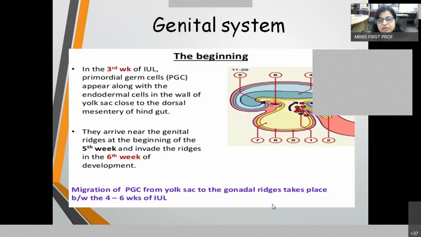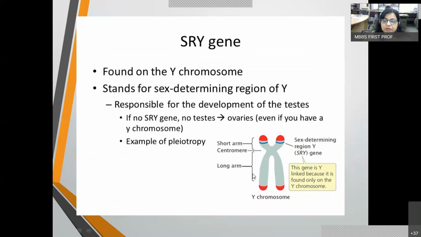Now this genital system develops because of the presence of the SRY gene on the Y chromosome. So this SRY gene, either its presence or its absence, is responsible for the development of male or female gonads or male or female reproductive system. SRY is the sex determining region on the Y chromosome. Okay, and this gene is present on the short arm, p11.